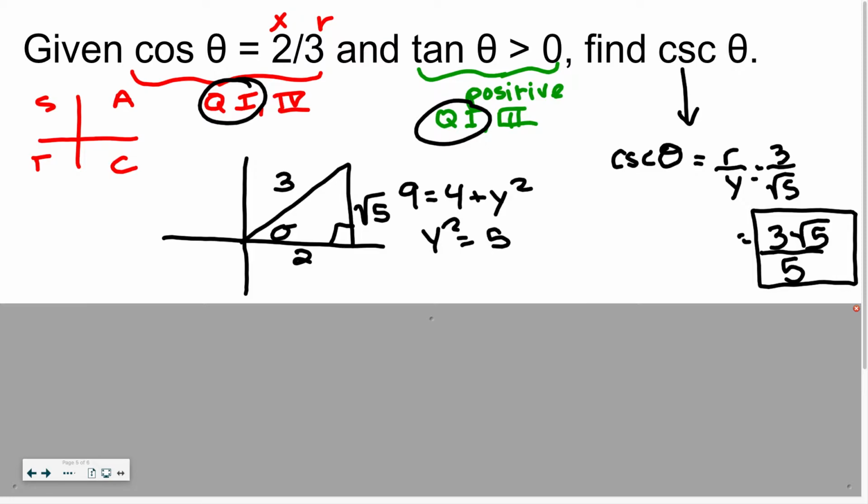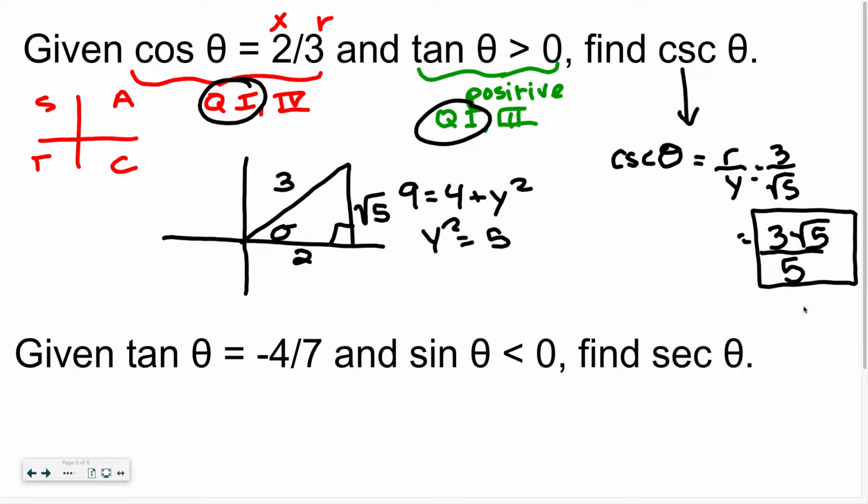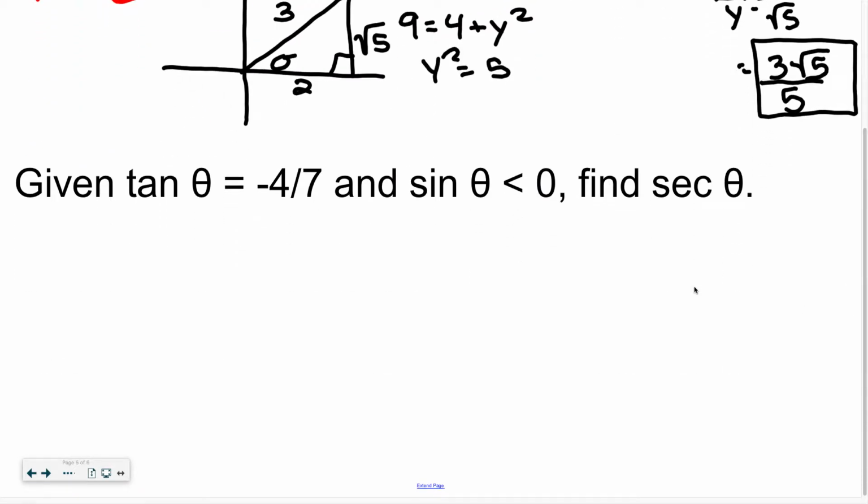So I'll give you one to try with your PUD members, and you can kind of break it down and see if you agree to the quadrant, if you can label and find the side that you need, and then if you can find the correct trig ratio. So try this one. The tangent of theta is -4/7, and the sine of theta is less than 0. So I'll give you some time to work and chat, and I'll check in with you in a little bit.